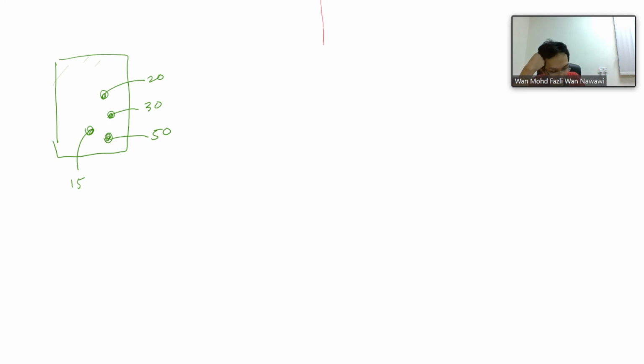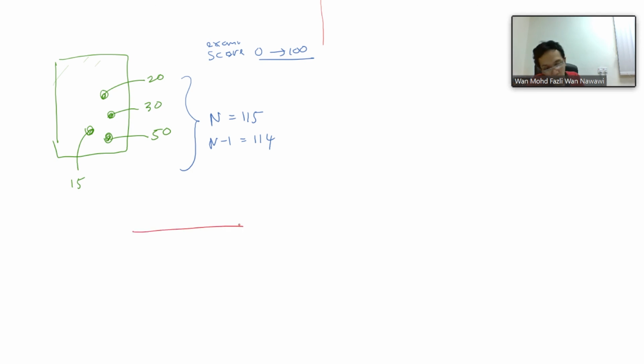So now the total of this is basically 20 plus 30 plus 15 plus 50. The n sample will be 115. So degree of freedom n minus 1 will become 114. So that's one thing. Let's say you want to analyze the exam score. You know the exam score is from 0 to 100, right? Let's say you take all the samples and you find the average mean for all the samples is 70%, in terms of marks.